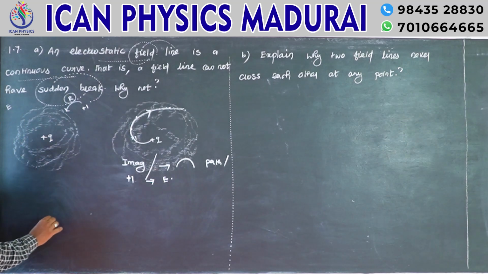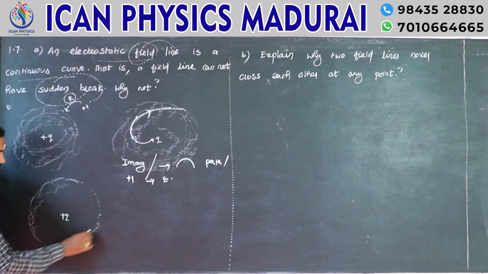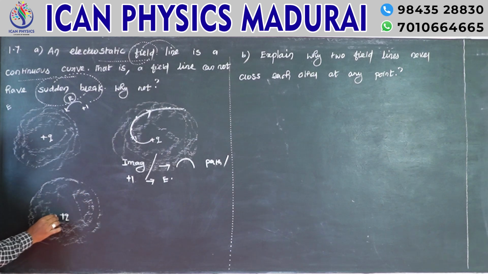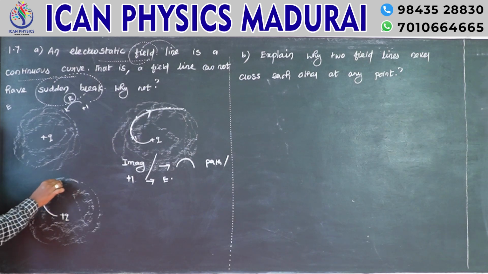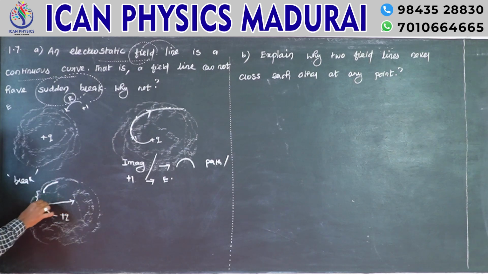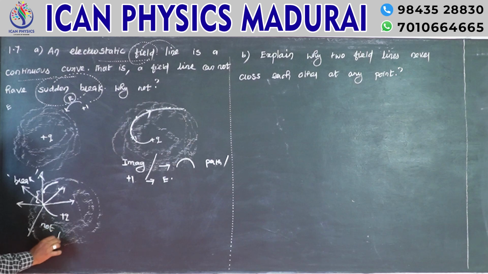Why? Let us consider a positive charge. Around the charge, it feels the electric field. Now, the electric field lines move from here to here, then from here to here. Here, there is a sudden break. If there is a sudden break at this region, then the electric field line may go this side or that side or here or here. Which is not possible. So, there is no sudden break.